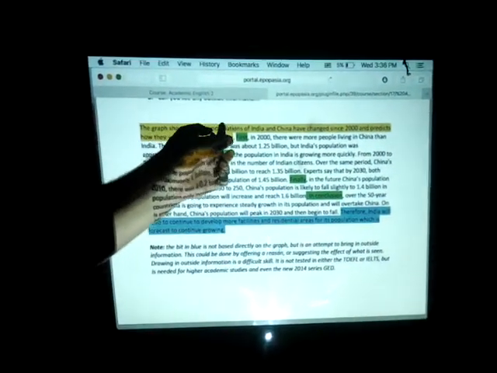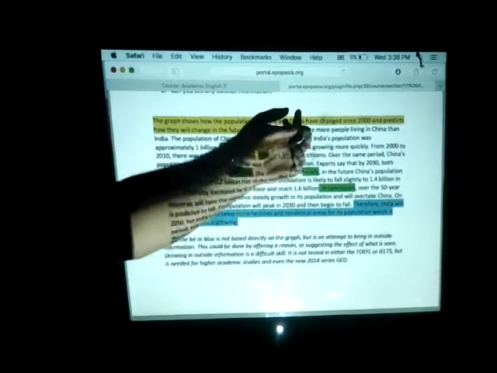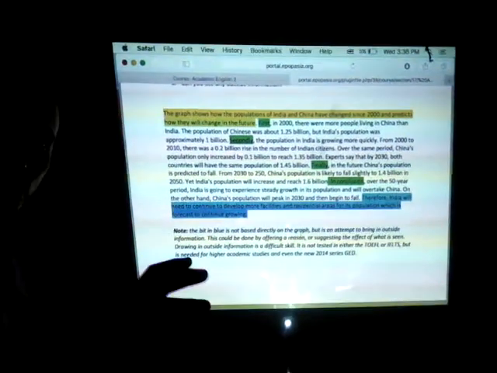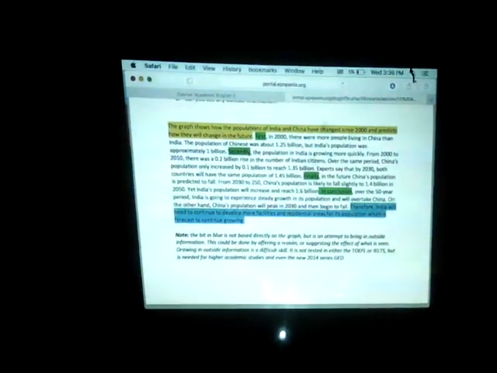This graph shows, it's a graph, so this graph shows how the population of India and China have changed. Now the title said grow, and the introduction sentence says change. This is showing that you can use different vocabulary. If you just copy from the title and copy it into your paragraph, it's showing that your vocabulary is very limited. Try and use different words. This graph shows how the populations of India and China have changed since 2000 and predicts how they'll change in the future. We're talking about 2050. Now it's 2017, so obviously we're talking about the future.